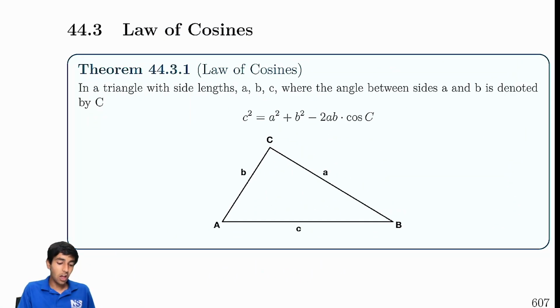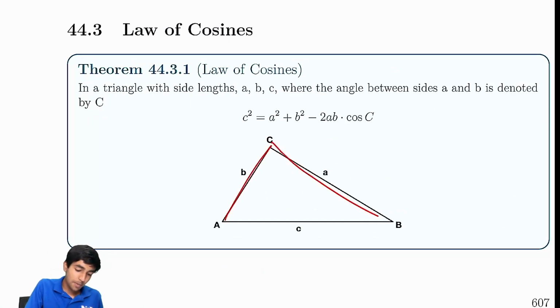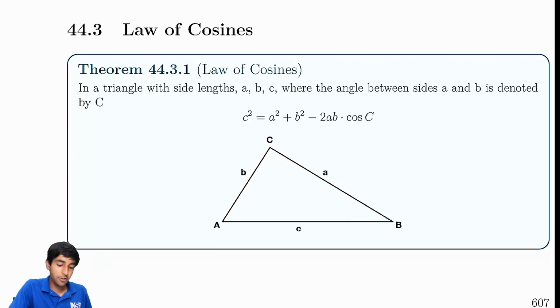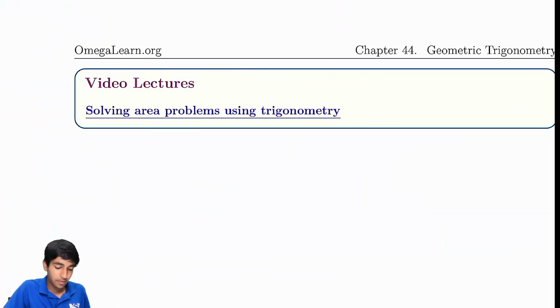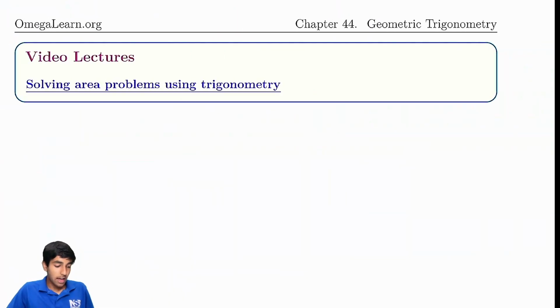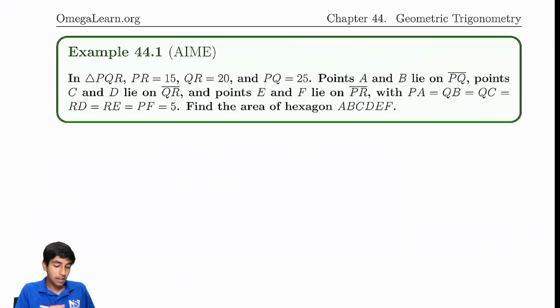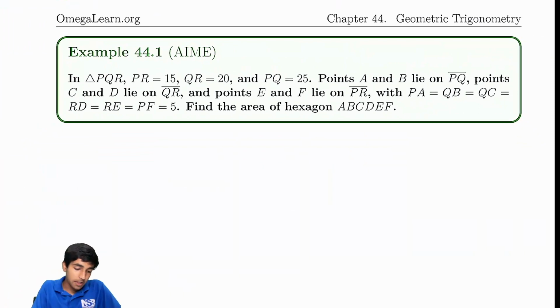Okay, now let's move on to the law of cosines. a squared plus b squared minus 2ab times cosine of this angle C. And notice that if the angle is 90, this just becomes the Pythagorean theorem. Okay, and yeah, this was a problem covered in the AMC fundamentals. Now let's explore some examples of these concepts, starting off directly from the AMC.